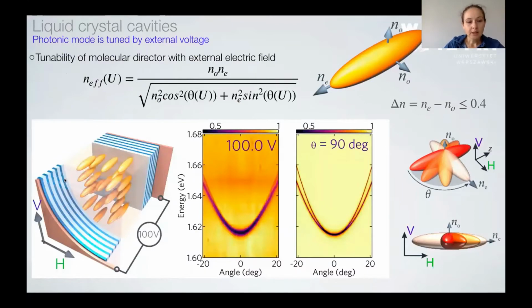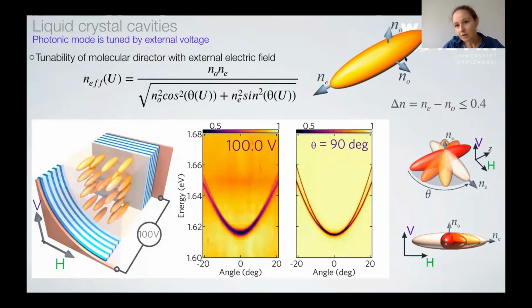So how does it look? This is the scheme of my structure. I have one DBR, the second DBR, and the elongated liquid crystal molecules kept here. If we look at a single molecule, we can distinguish different directions. We have the ordinary refractive index here in this vertical direction. This is the extraordinary.